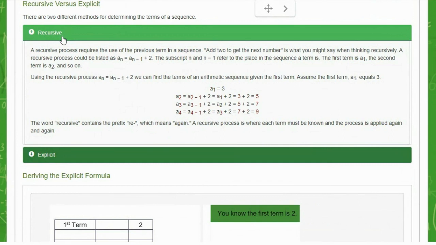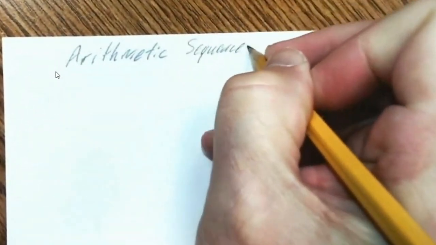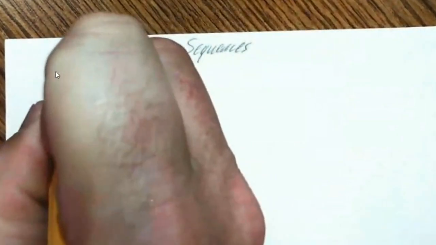so we can start taking our notes for today. So let's see, with arithmetic sequences, so let's title our notes so we know what we're doing. Arithmetic sequences. All right, this is the recursive formula.